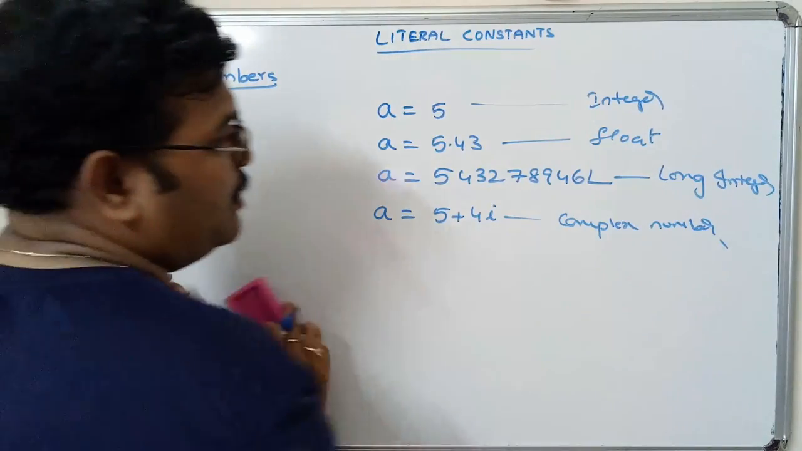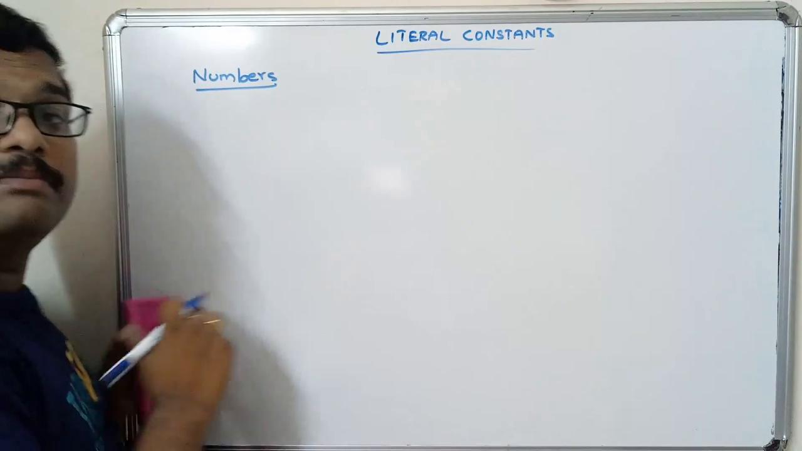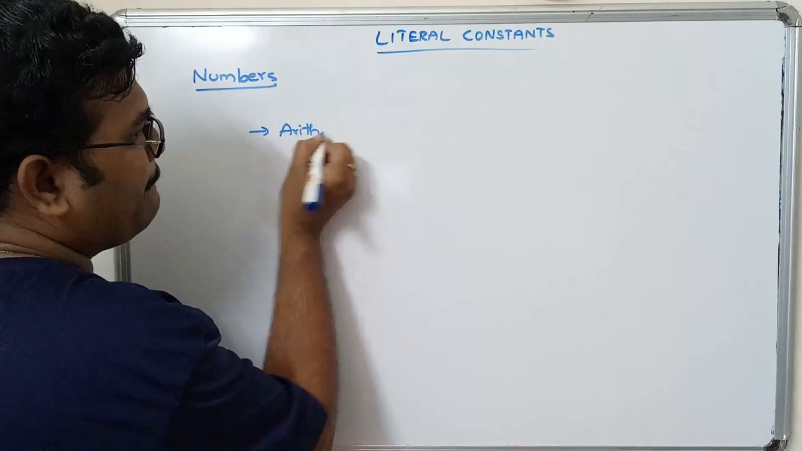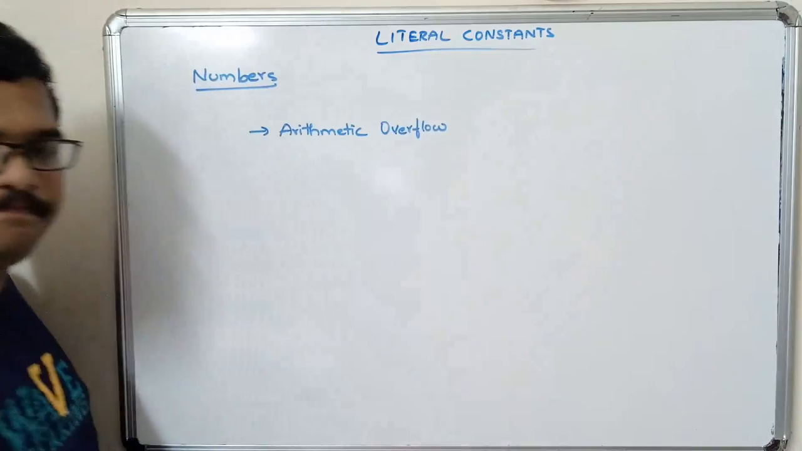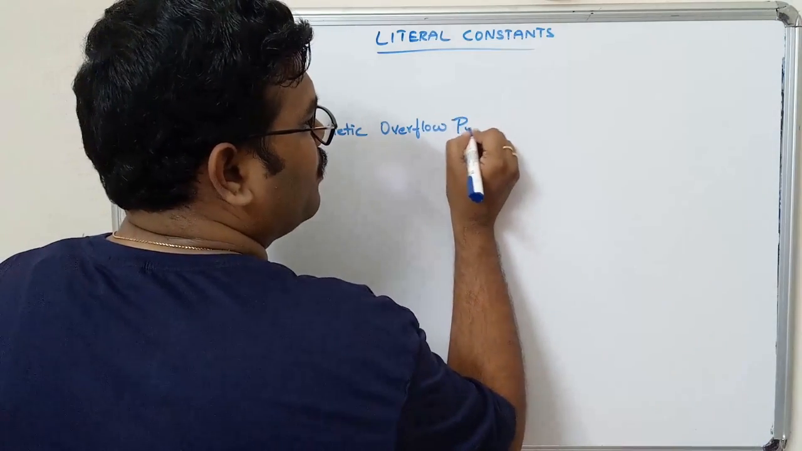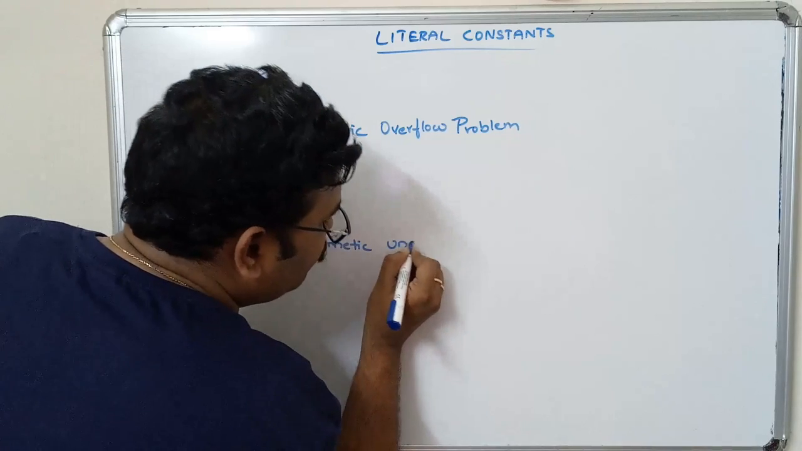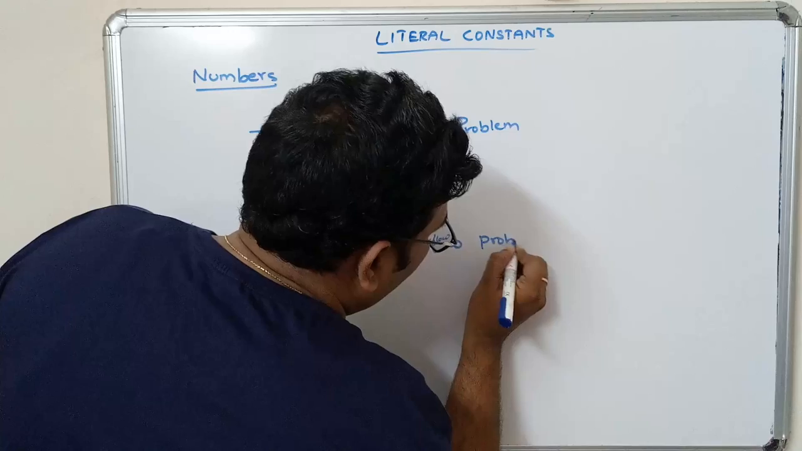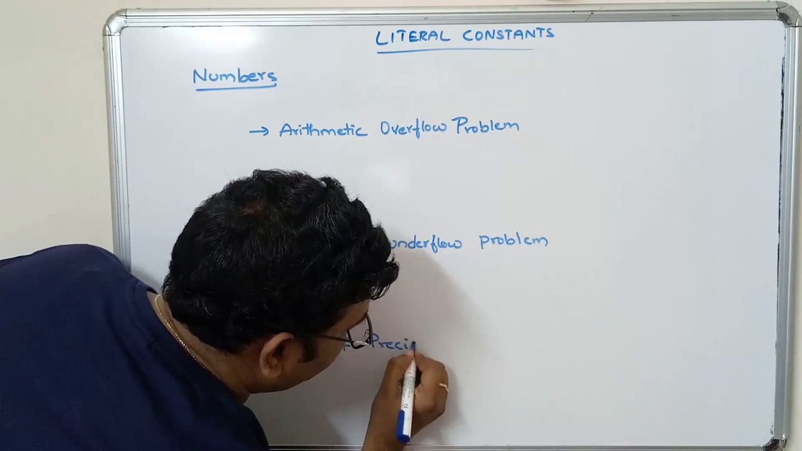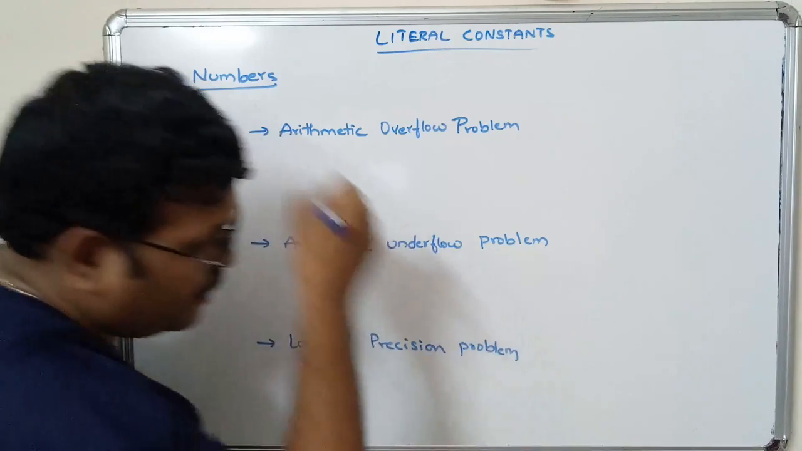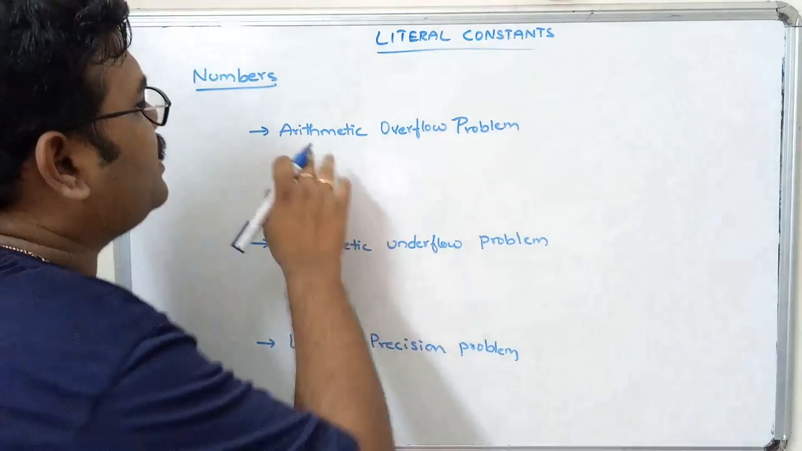Next. In Python programming, there are three possible cases while performing arithmetic operations on two numbers. First one, arithmetic overflow problem. Next, arithmetic underflow problem. Next, loss of precision problem. So there are three possible problems we can get in Python programming.